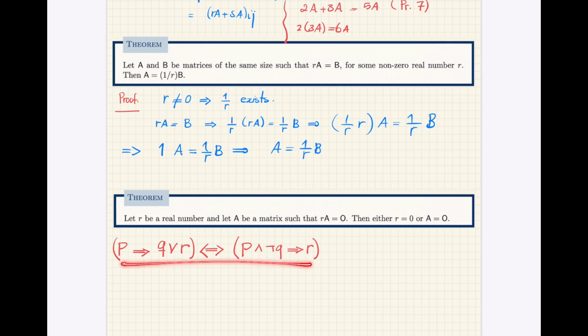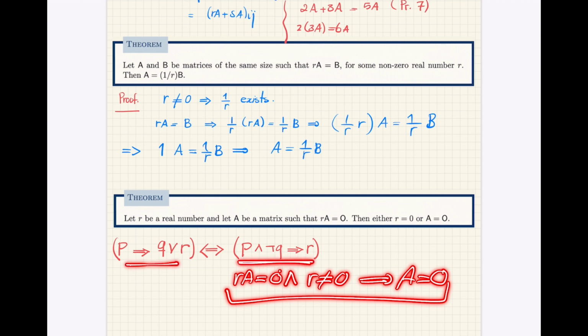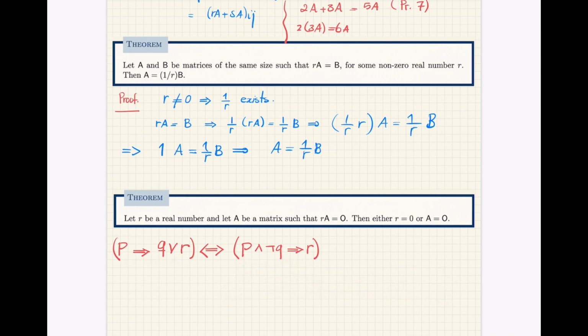So this is the way that I want to show it. My statement has this structure, but assume that I have shown that this statement is logically equivalent to this statement. Then, instead of proving this statement, I just prove this statement. I would say that RA is equal to 0 and R is not equal to 0, and I show that A is equal to 0. If I can show this, because it has this structure and because this is equivalent to this, it means that I have shown my problem. Is everything clear for everyone?